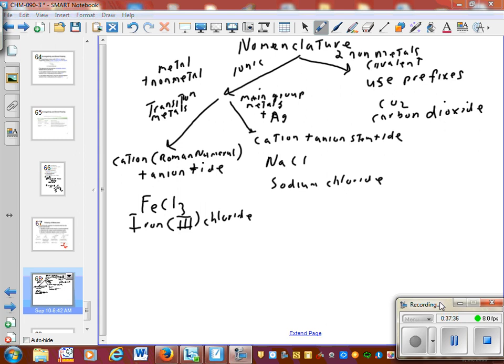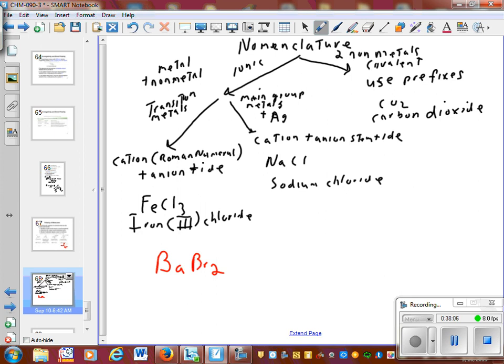So if I look at one of these, let's do an example. BaBr2. Let's just follow the flow chart. Is it ionic or covalent? Ionic, because it has a metal. Is it a transition metal or a main group metal? Main group metal.